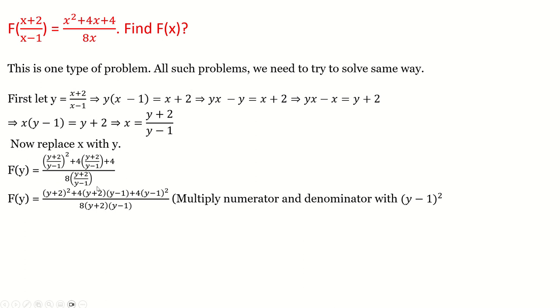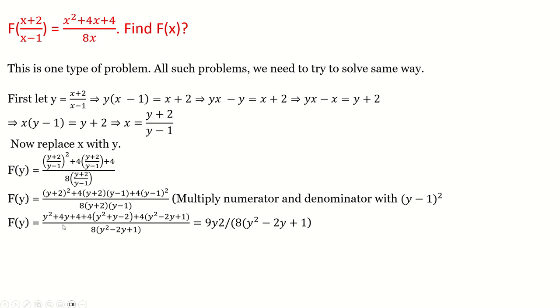If you see the above one, the denominator is the same, y minus 1 to the power n, and the highest order is 2. So you multiply both numerator and denominator with y minus 1 whole square. What you will get is you will basically get rid of all the denominators. And then simplify it. You will get f of y equal to 9y square by 8 into y square minus 2y plus 1. Now you got function of y.